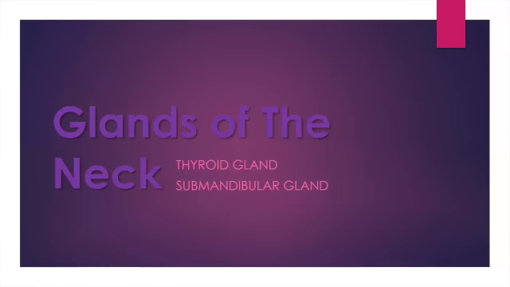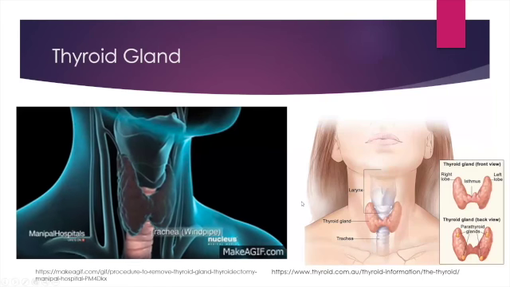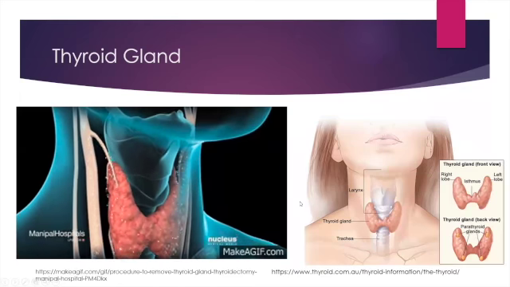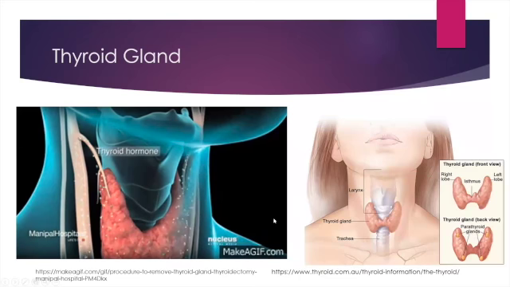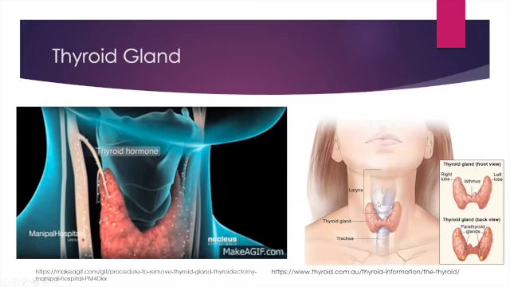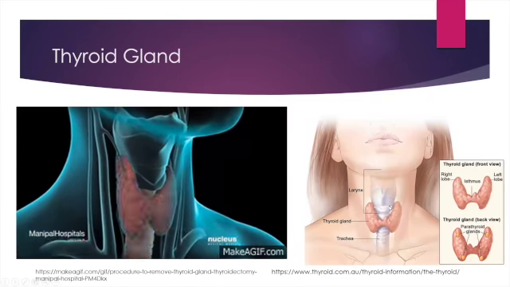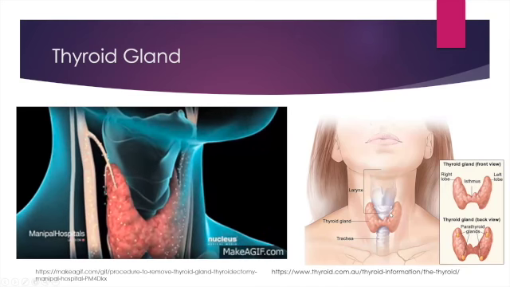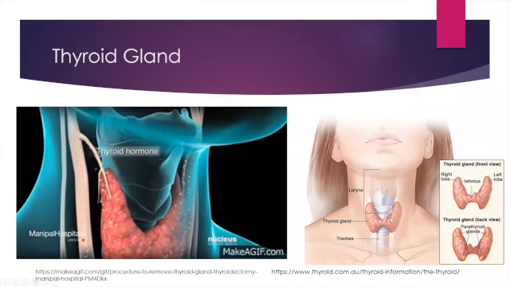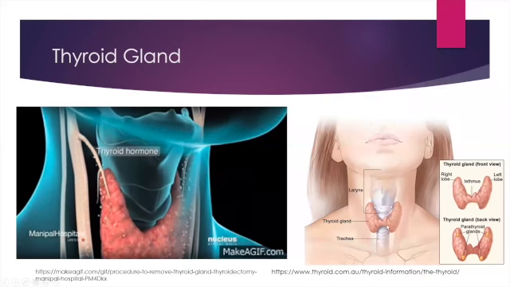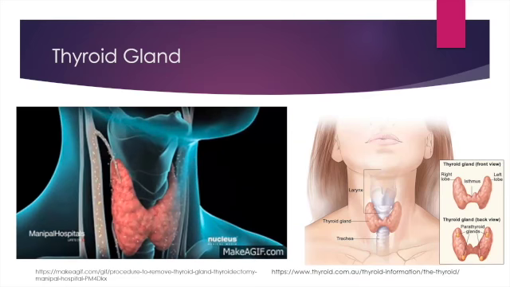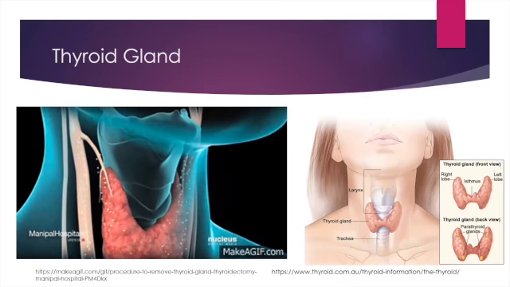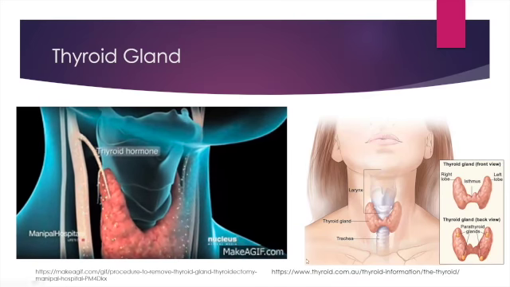And now we will be talking about the glands of the neck. To start, here's the thyroid gland. It has a signature butterfly shape, and it's located inferior to the laryngeal thyroid cartilage. And it wraps around the cricoid cartilage, which is also called the Adam's apple, and the tracheal rings. Your thyroid releases hormones that regulate your metabolism, body temperature, muscle strength, and many other bodily functions.